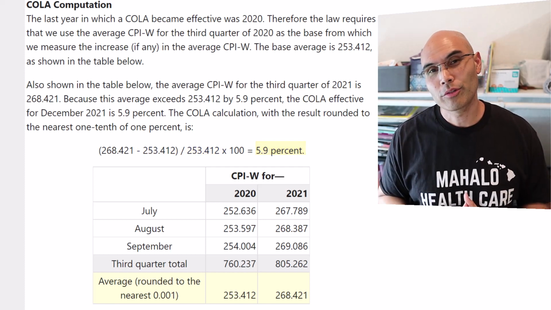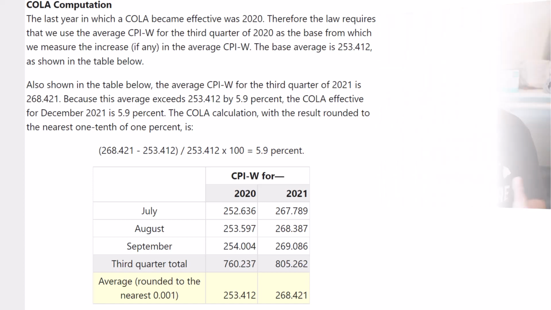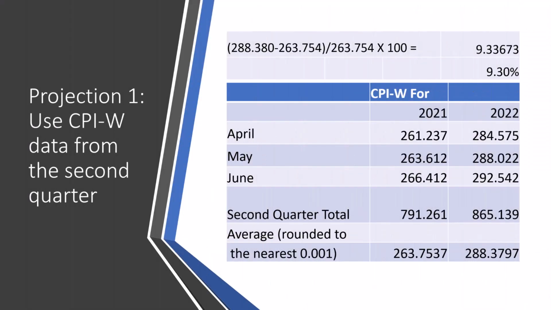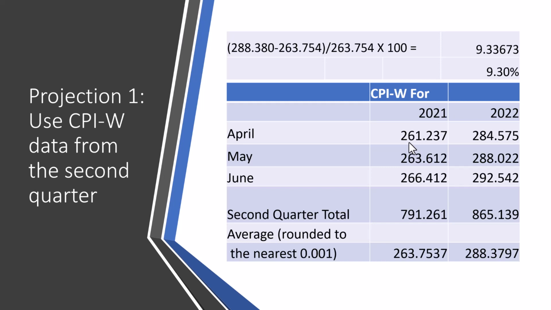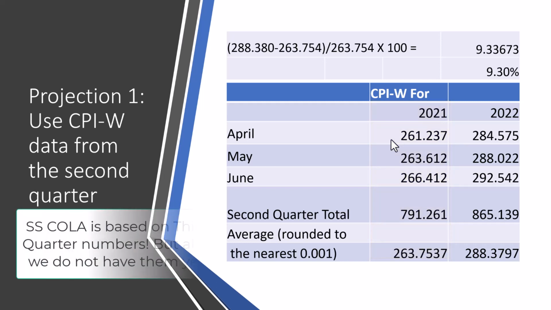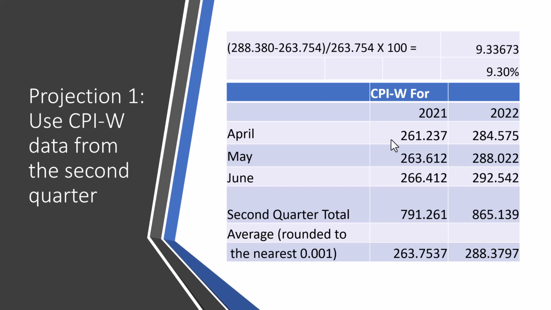But what does that mean for 2023, and how can we make some assumptions? On this first projection, we're going to use the CPI-W data from the second quarter that's located in this first column here, from April to June. Now I know that the CPI-W for cost of living adjustment in Social Security is supposed to be for the third quarter, but we don't have the third quarter data just yet. So let's use the second quarter data just to get a feel for what it would be if they had taken second quarter data instead of third quarter data.